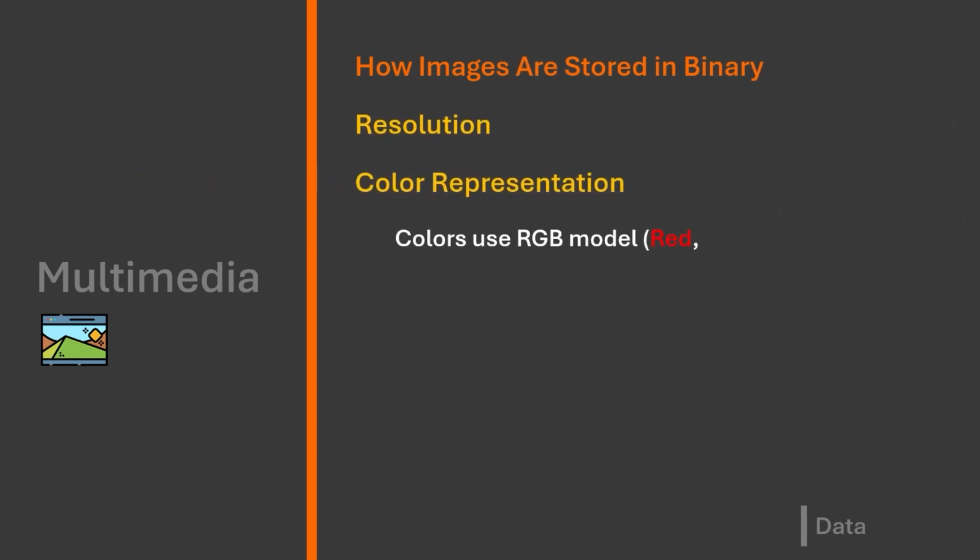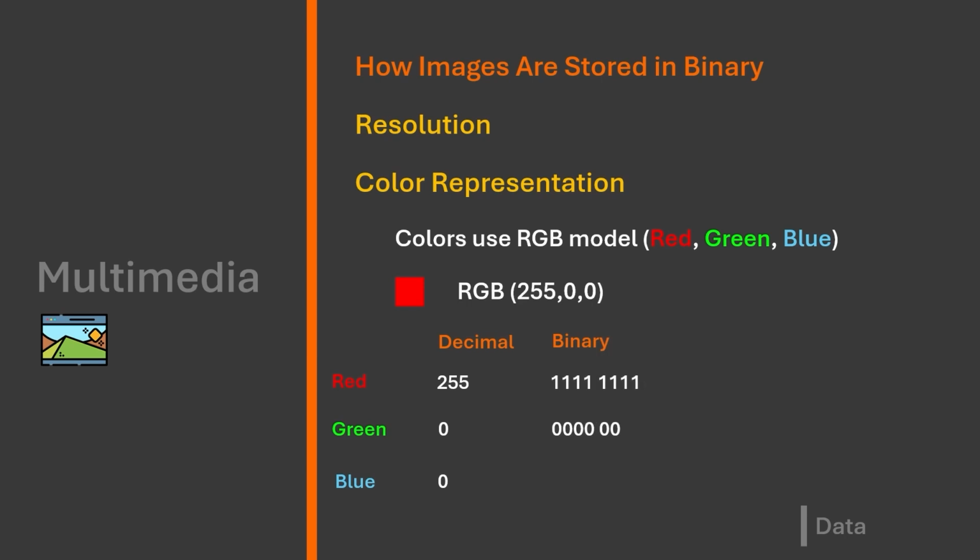Colors are represented using the RGB model: red, green, and blue. Each pixel has 3 color values, one for red, one for green, and one for blue, typically stored as 8 bits or 1 byte each. So for example, a bright red pixel might have an RGB value of 255, 0, 0, which is the decimal representation. In binary, each color component is represented as 8 bits or 1 byte, which would be like this.